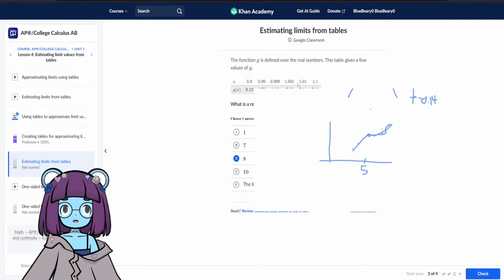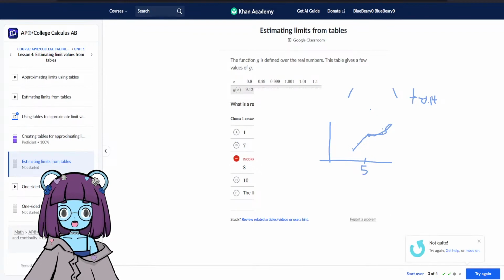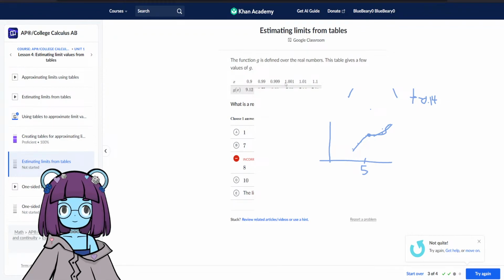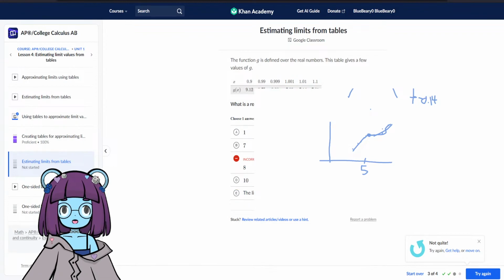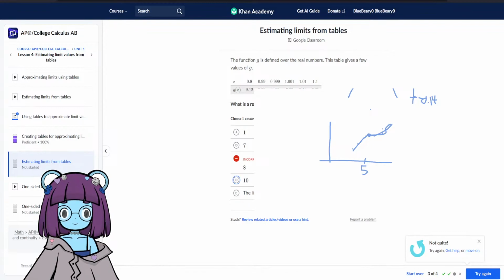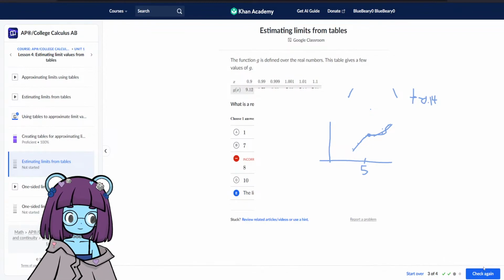Why did I think 7 was in between this value? I think I'm losing it. It should be 8. What? Try again. I will try again. In between the two values. This increases and this decreases. Does it not exist?